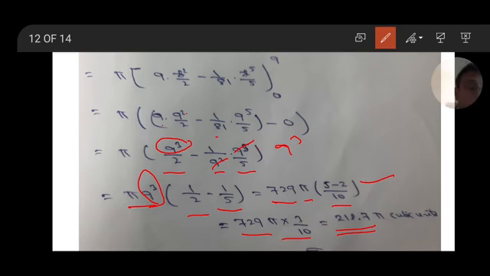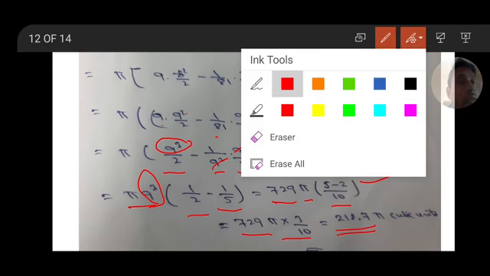If we simplify, 218.7 pi cubic units is the volume of the solid revolving about the lines.